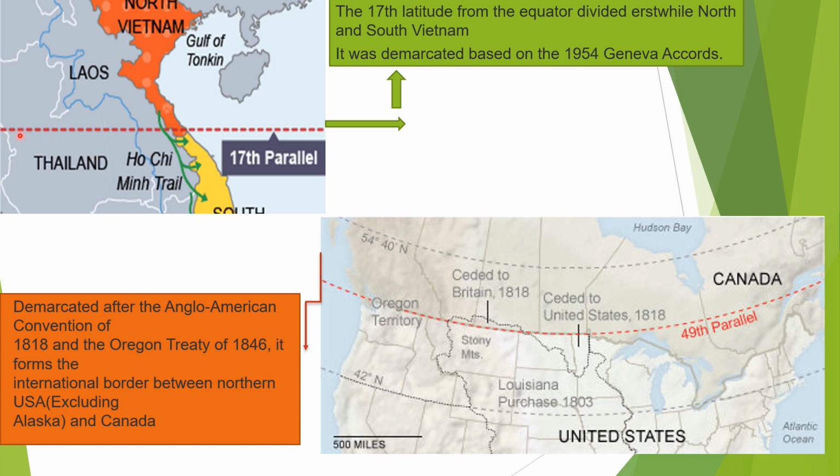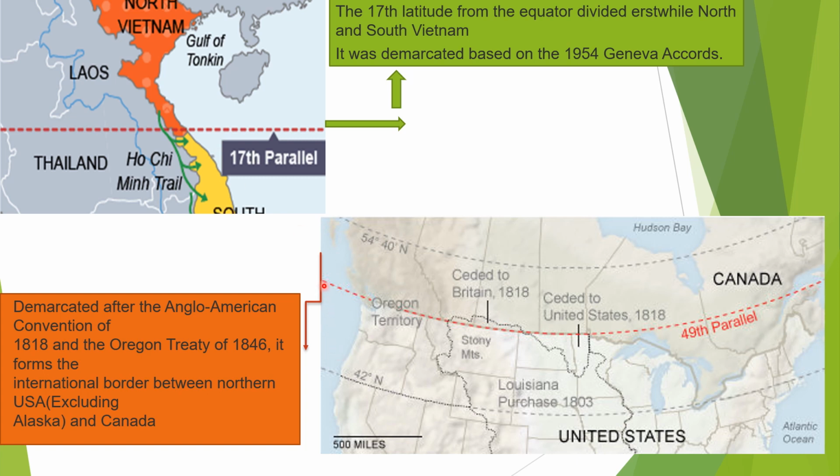Next, you can see that these lines are called the 17th parallel, which divided North Vietnam and South Vietnam. These lines were established in 1954 by the Geneva Accords. They are very important boundary lines between North Vietnam and South Vietnam.